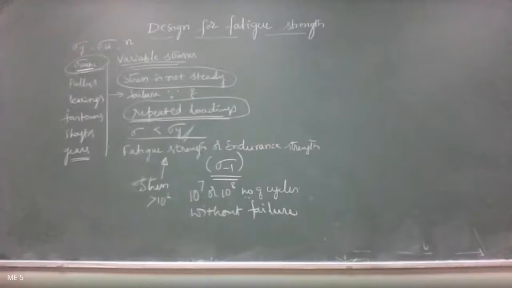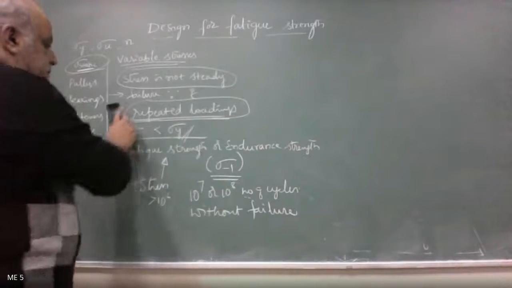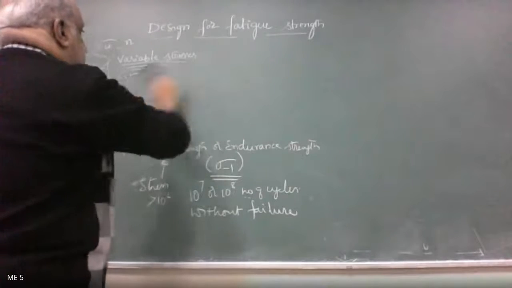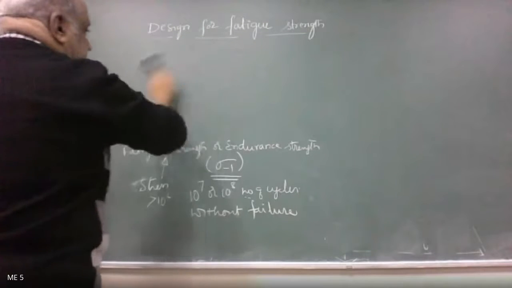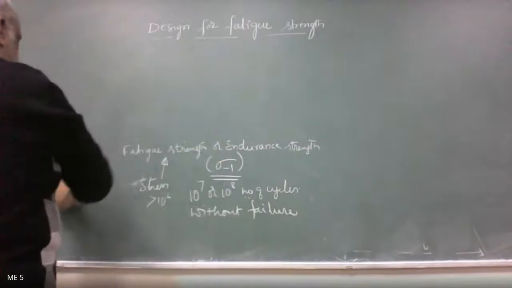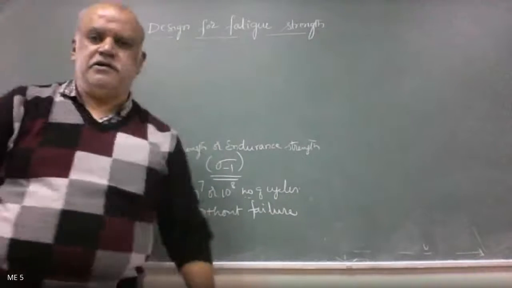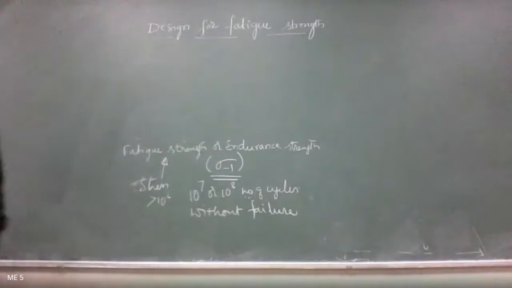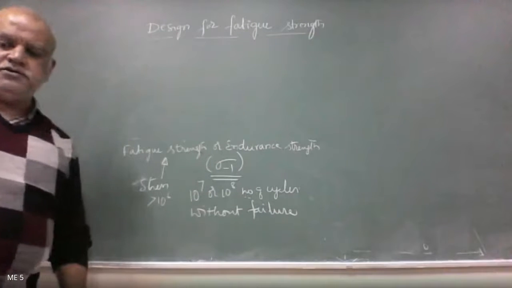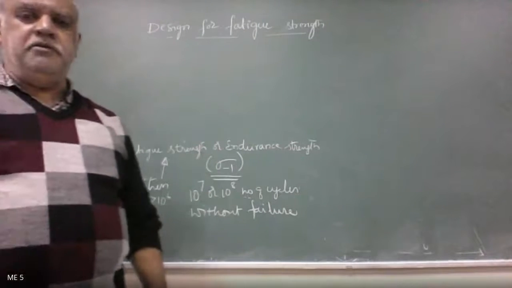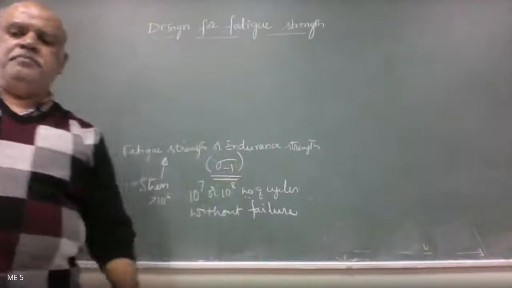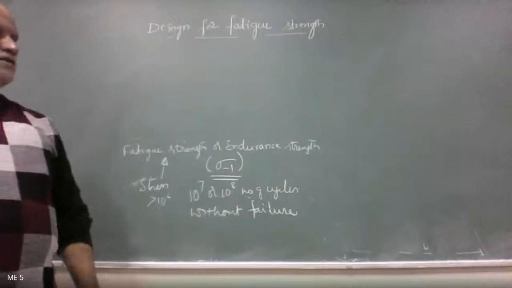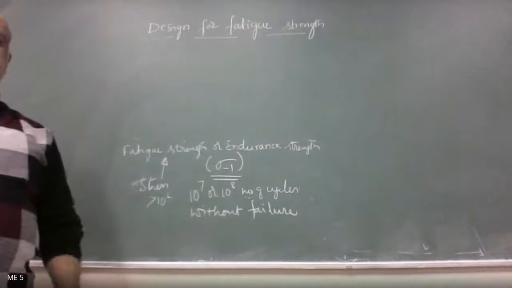Stresses are less than the yield point. Next, fatigue strength or endurance strength or endurance limit stress. You take it as fatigue strength or fatigue stress. Fatigue stress or endurance stress is denoted by sigma underscore minus 1.